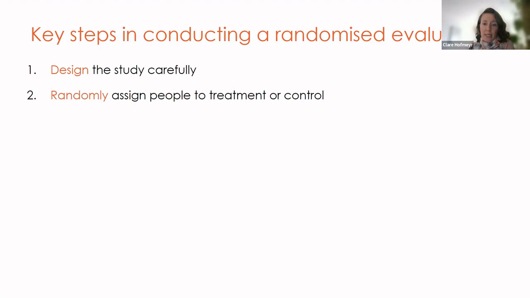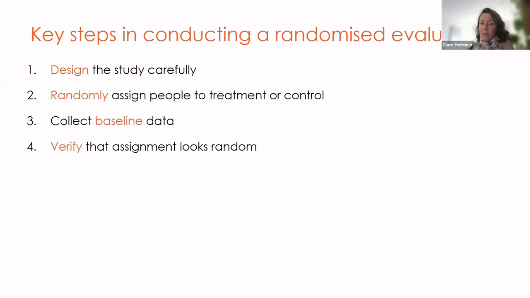Once the sample has been identified, people, or sometimes other units like we've just discussed, are randomly assigned to treatment and control groups. Baseline data on relevant outcomes is then collected, and you use it to verify that the randomization resulted in groups that look the same on key observable characteristics.